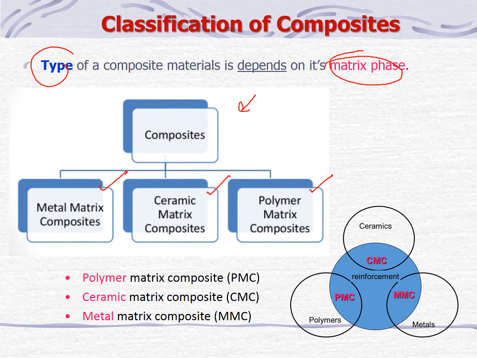For example, you have a reinforcement, such as a ceramic particle, silicon carbide. You add this reinforcement to a ceramic matrix, so it becomes a ceramic matrix composite. You add the silicon carbide to metals in order to improve the metal matrix, so it becomes a metal matrix composite. Same when you add silicon carbide reinforcement to a polymer matrix, it becomes a polymer matrix composite.